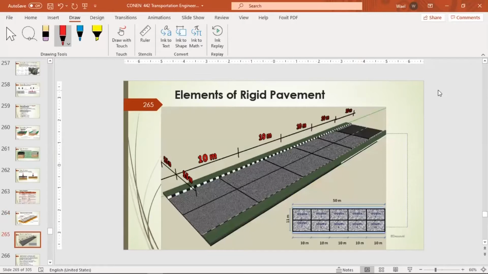These are also again elements of rigid pavement. As you can see, it's divided into slabs of almost 10 meters, and the width of each slab is between 4.5 to 5.5 meters, in that neighborhood.